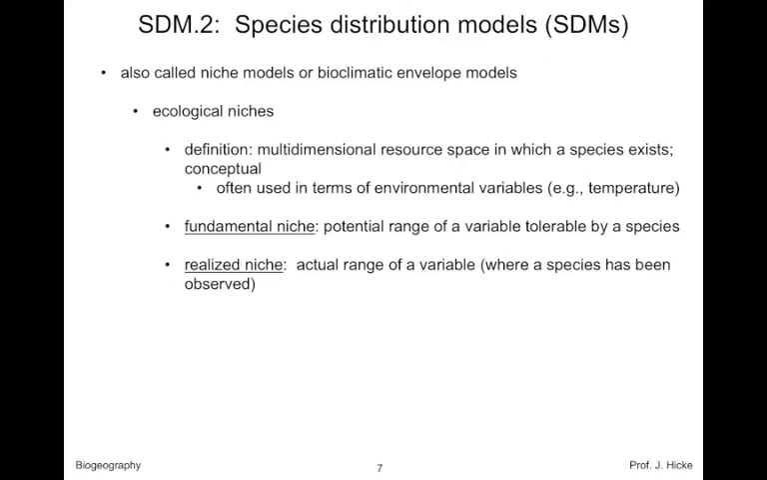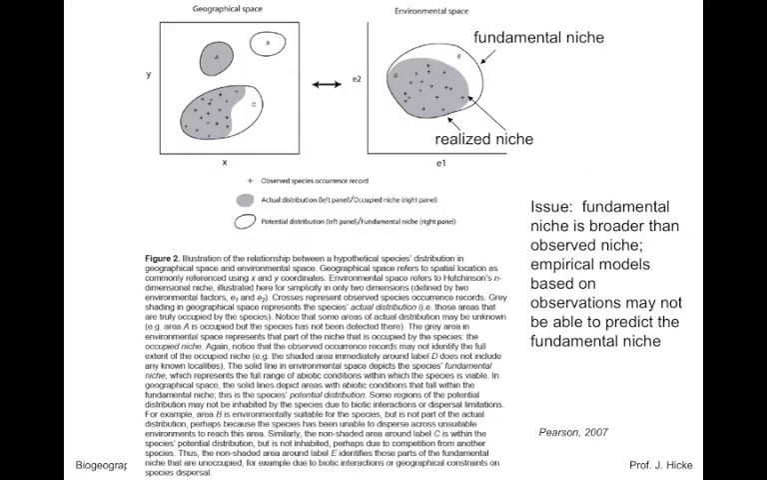The second term, the realized niche, is related to that, but that's the actual range of a variable experienced by a species, or observations of a species. So although we might understand that giraffes can experience 50 to 80 degrees Fahrenheit, we might actually only observe them between 60 and 70 degrees Fahrenheit. We don't have any observations of temperatures between 50 and 60 degrees Fahrenheit, for various reasons. And those reasons are actually really important. They have to do with biotic controls on species distributions that I'll get into in a bit.